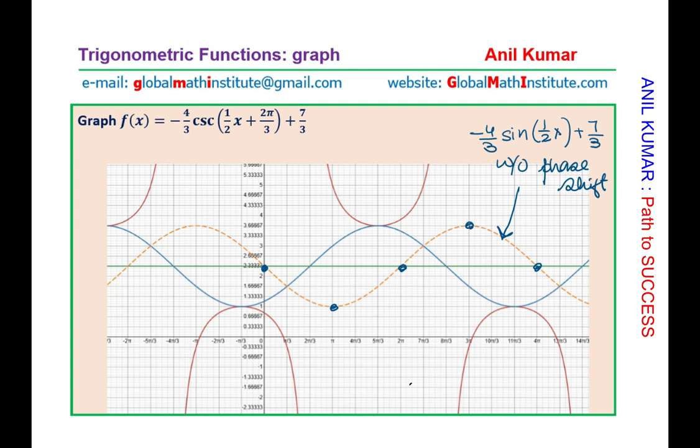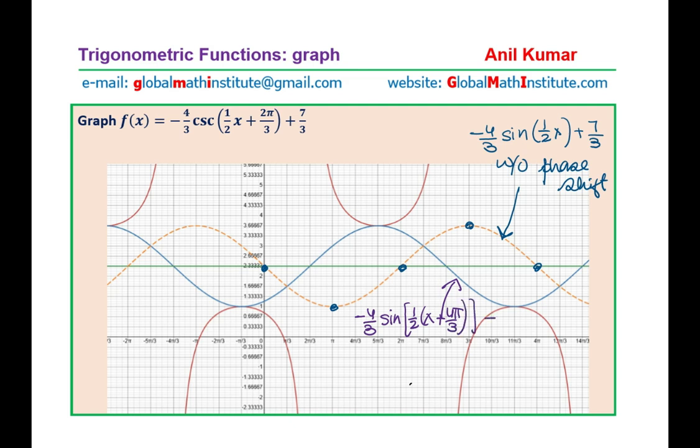Then the second graph which we have drawn is basically this one right here. And this graph is with the phase shift, right? So this is minus 4 by 3 sine of half x plus 4 pi by 3, plus 7 by 3. Makes sense? So we got the blue graph which is shifting towards the left. You see that? By 4 pi by 3. So this point here is minus 4 pi by 3, correct? So we get our sine function.